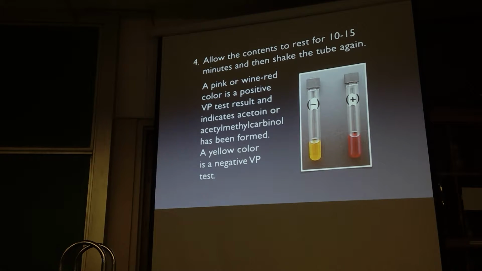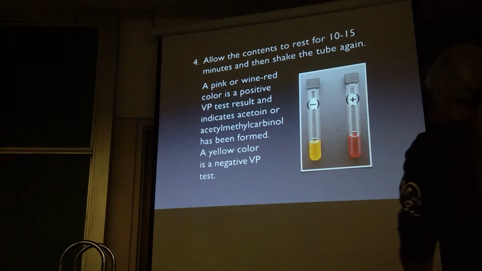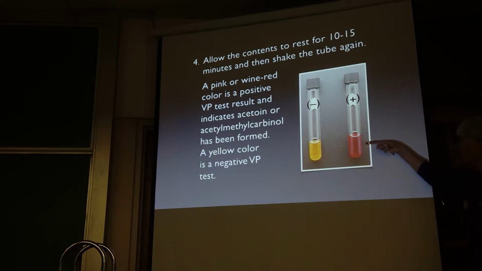If the medium turns red, sometimes this is described as wine red, but usually it looks more like raspberry Kool-Aid. It's really a pinky red. You get that pink red coloration, that's a positive VP test. That means your culture is fermenting glucose and it's producing acetoin.